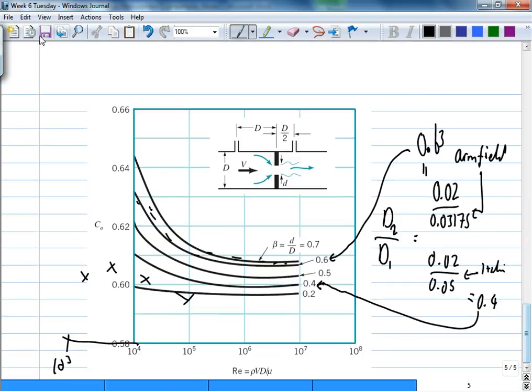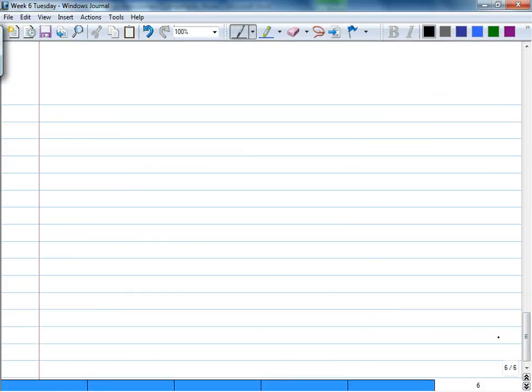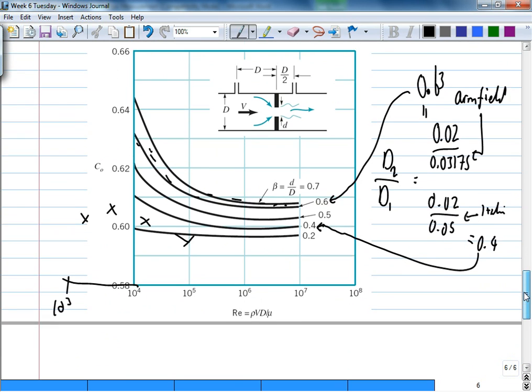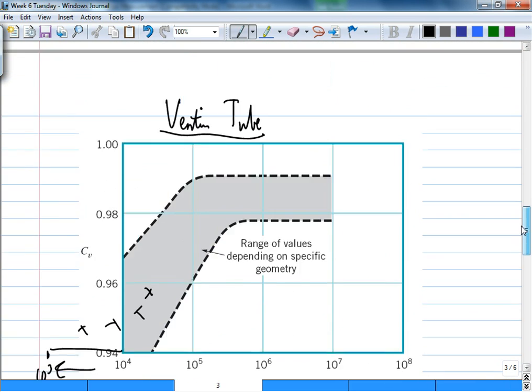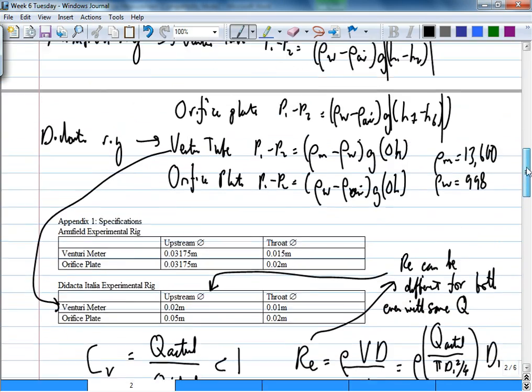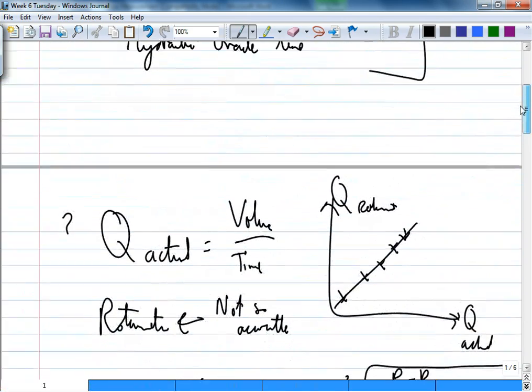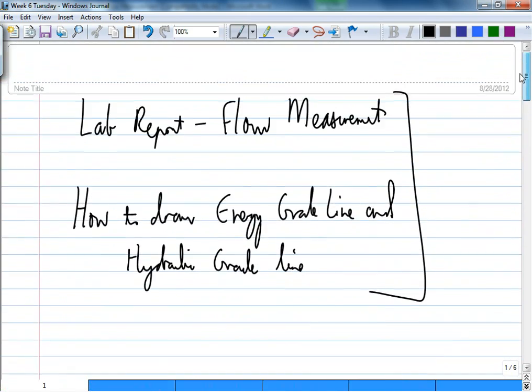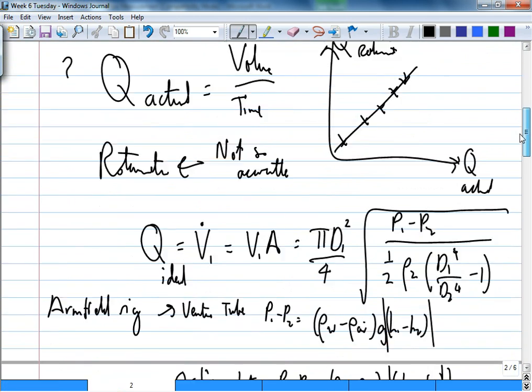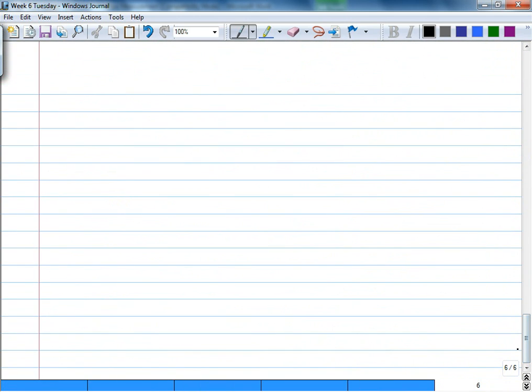So I'll save this one. You have a go at calculating it. Most likely, if you make mistakes and all that, that's okay. We can discuss that and make the corrections. Any questions?